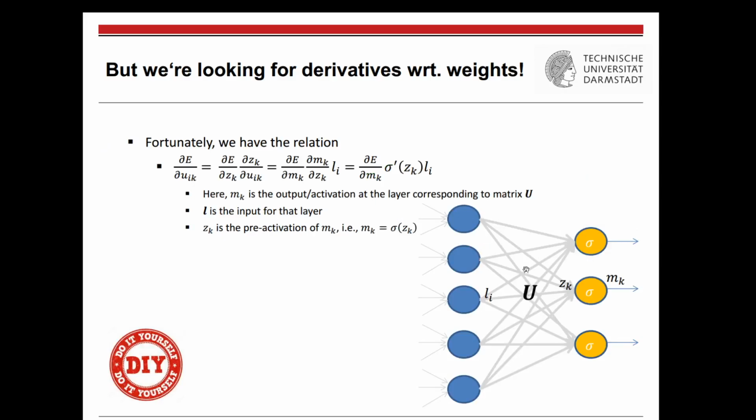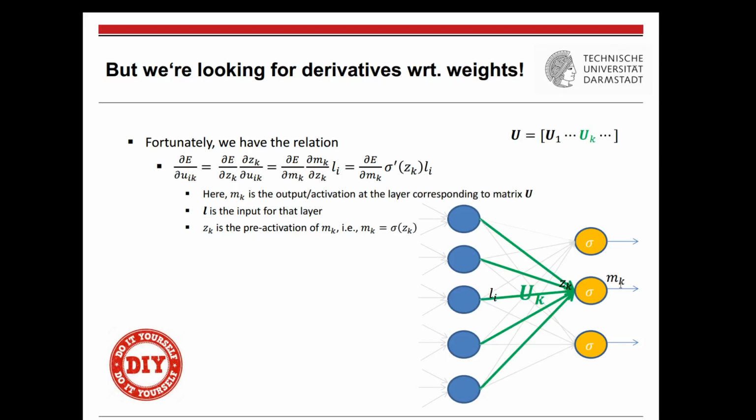Just for illustration, l_i is what previously had the role of p_i, except that this l_i is not in the last layer, the previous-to-last layer. Now l_i is in some arbitrary layer, right? And then we have u that's connecting this arbitrary layer with the next one. z_k is the pre-activation, m_k is the activation.